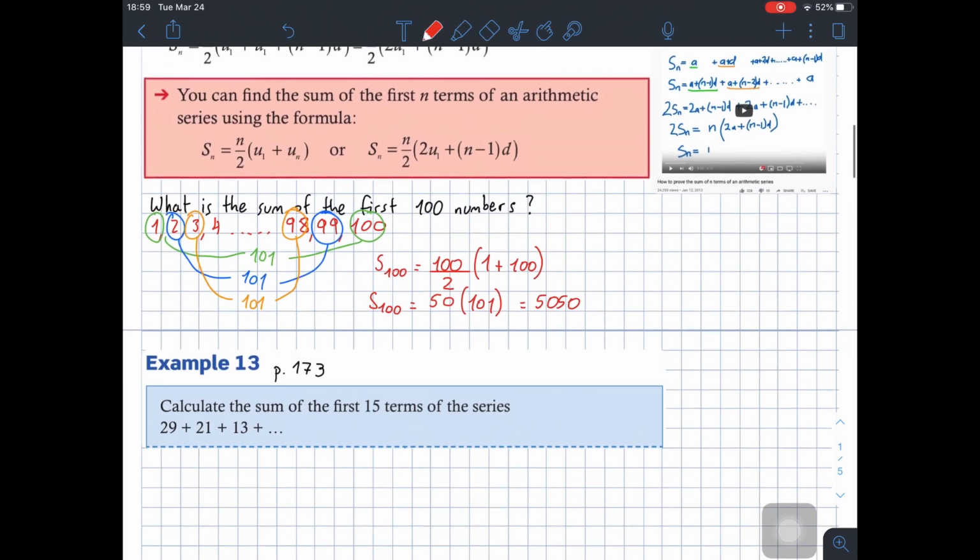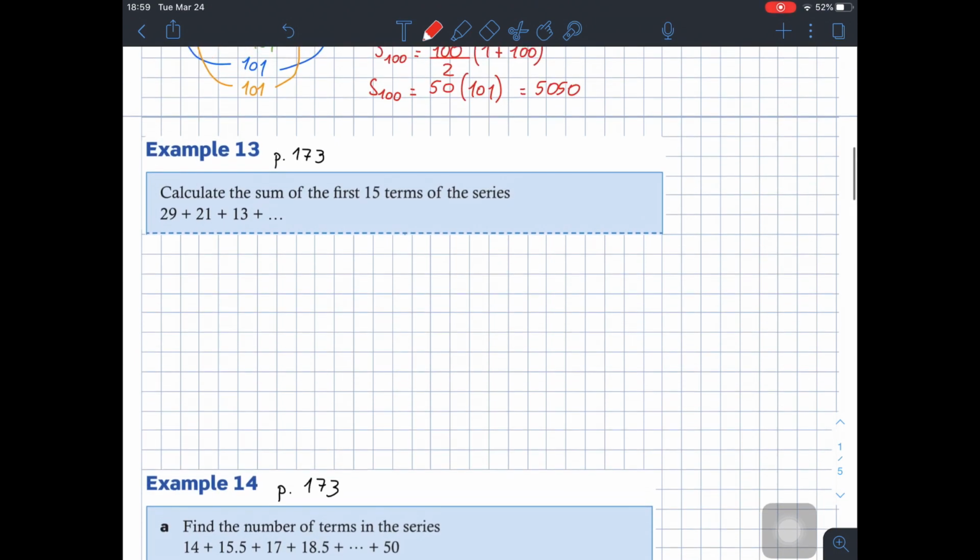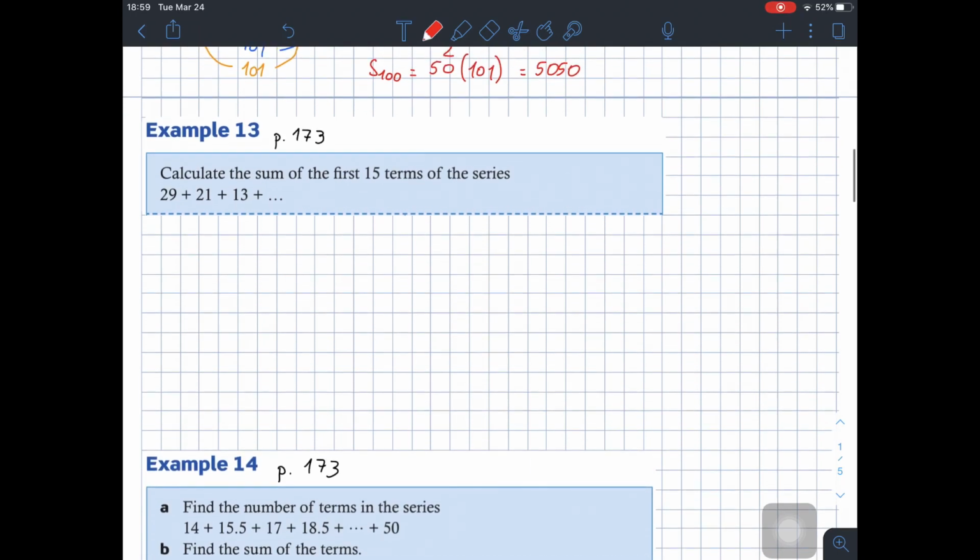So let's go to one example. It says, calculate the sum of the first 15 terms of this series. Pay attention to this problem. We're only told that this is a series. We're never told that this is an arithmetic sequence. So we need to determine if this is an arithmetic sequence. So remember the concept of an arithmetic sequence.